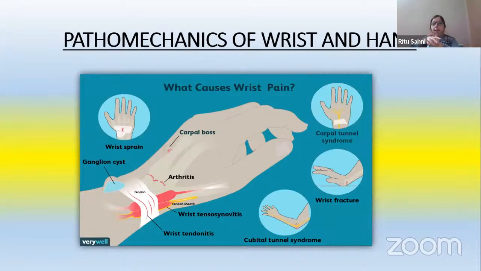There may be a ganglion at the wrist, tenosynovitis, tendinitis, or cubital tunnel syndrome because of the elbow, so the patient has pain towards the hand. There may be carpal tunnel syndrome, or a wrist fracture if there is a fall on the wrist, maybe a fracture of the distal end of the radius, or a carpal fracture. So these can be the causes of wrist and hand pain.